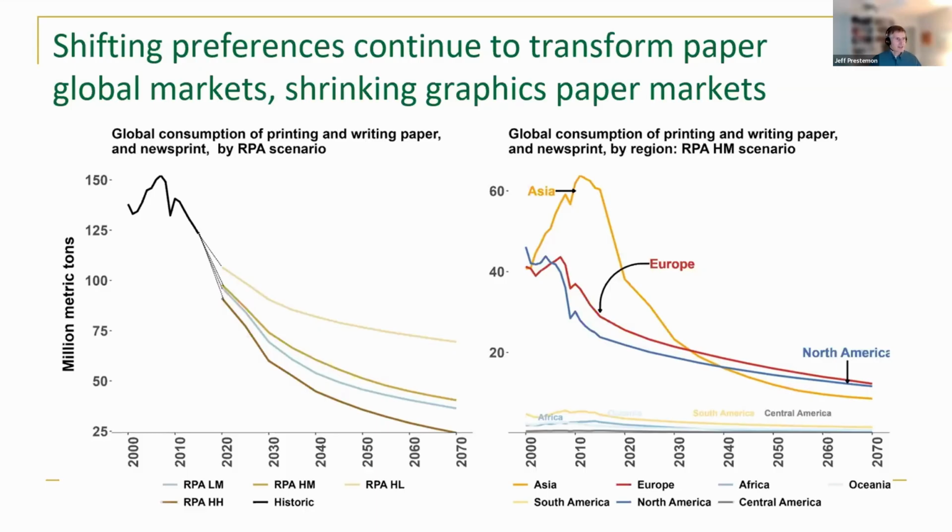Here on the left, we show that for printing and writing paper, which has also been on a decline, although not quite as steep as newsprint, we show a broad decline in total consumption. That's true around the world. It was going up for a while in Asia, but trends really kicked in by 2020 across the world, and we anticipate that total consumption of printing and writing paper and newsprint will go down quite a bit by 2070. In fact, for the newsprint sector, we anticipate that newsprint production and consumption will go down to near 0 under some scenarios by the middle of the century.